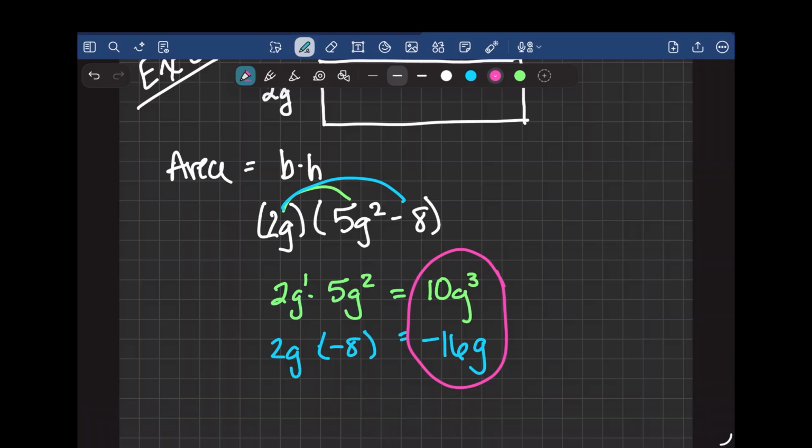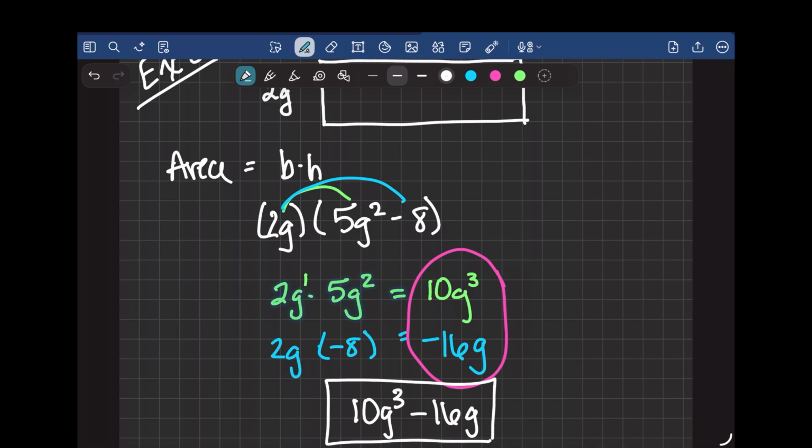And then organizing these two, the 10g to the power of 3 would be first because that is my highest exponent. 16 is negative, so I'm going to put minus 16g, and we are done. This would be the area of that rectangle.